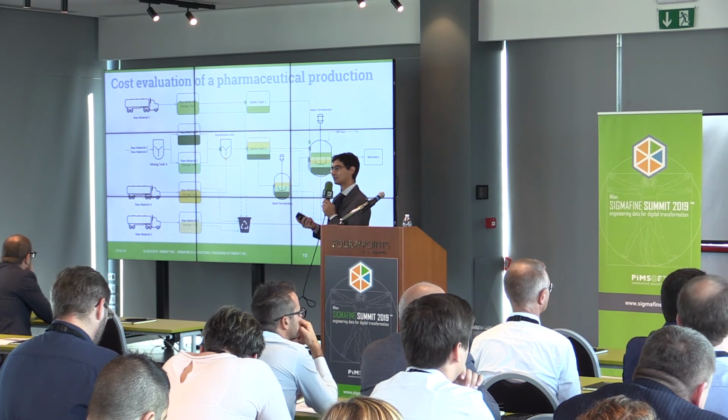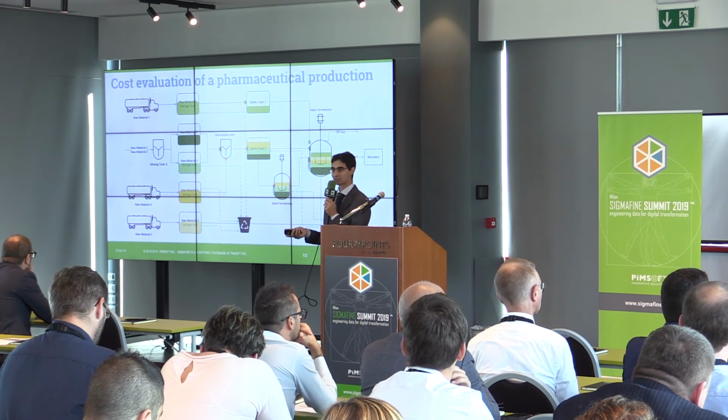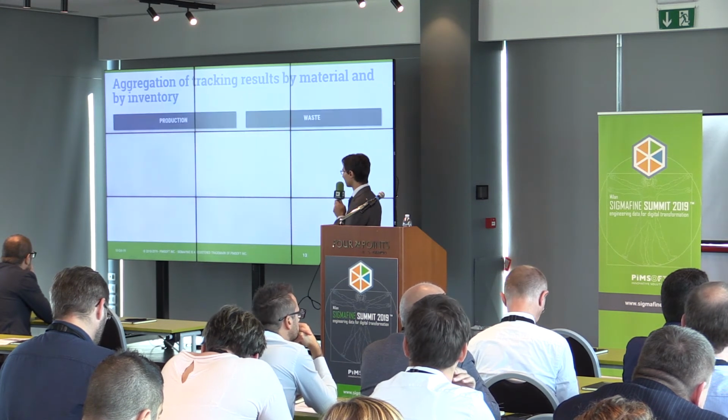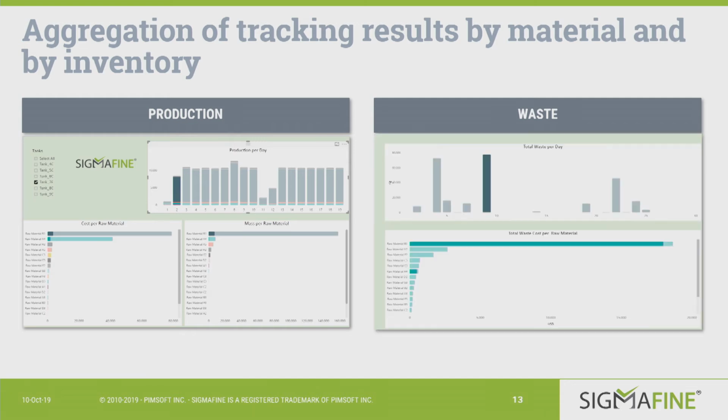So if we aggregate the results through the composition tracking over all the batch duration, you can end up calculating the production cost by knowing the cost of each raw material and how much of the raw materials contributed to the final production, and similarly, how much is the cost associated to the waste product. Once you aggregate all this information together, this again has been published in a dashboard, this with Power BI.